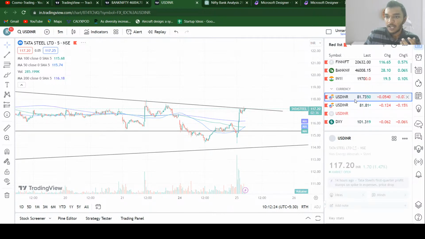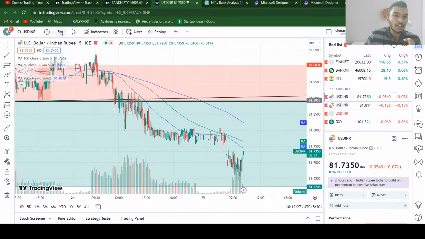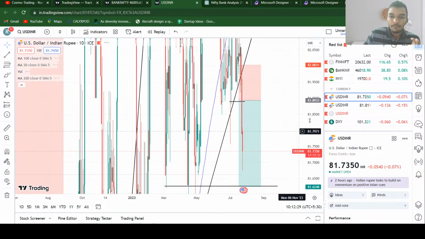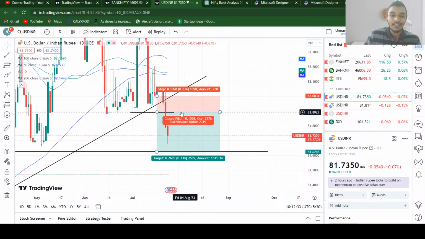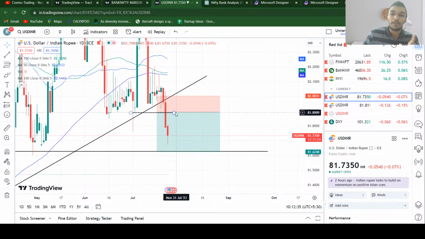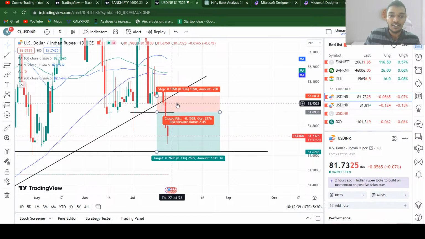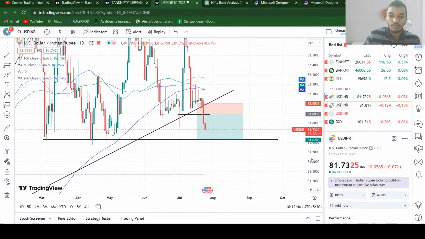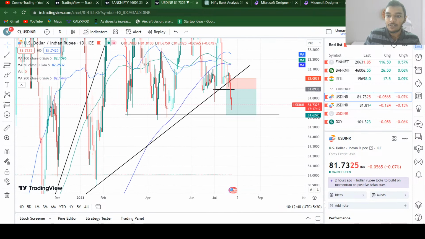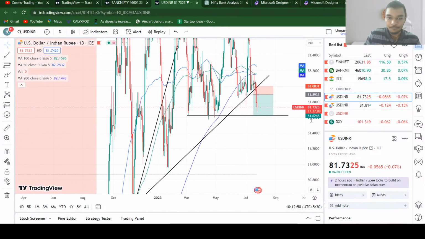The first trade I have taken is on USD INR on a daily time frame. See, yesterday we talked about that if it breaks down this trend line, then we will go for short on USD INR, and it has eventually played really well. Our first target was around 81.63. I feel that we will test it today itself or tomorrow.